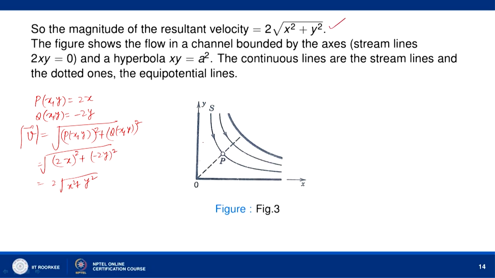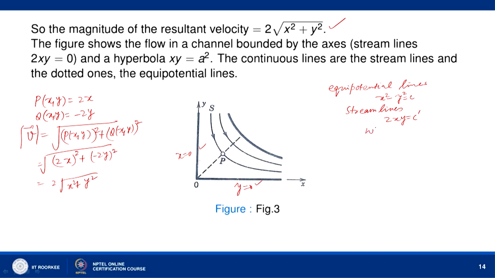Now, you can see here in this figure we have the flow in a channel, bounded by the axes. This axis is y equal to 0, this axis is x equal to 0. And as we have seen, equipotential lines are x squared minus y squared equal to constant, and streamlines are given by 2xy equal to constant. So when you take the constant c dash equal to 0, you get the streamlines as x equal to 0 and y equal to 0. These two streamlines correspond to the value of c dash equal to 0. So the figure shows the flow in a channel bounded by the axes, and the axes are the streamlines.